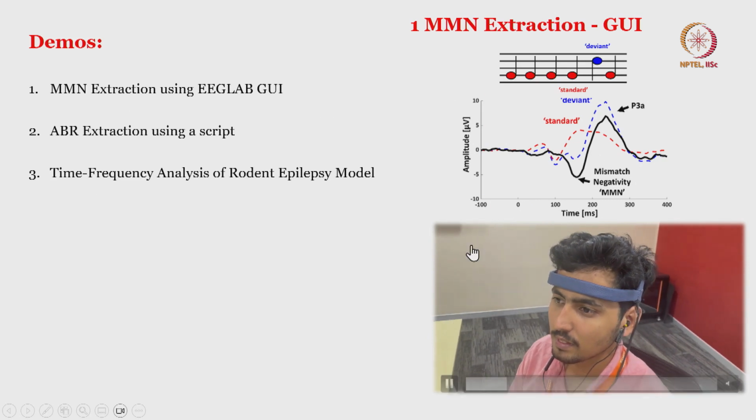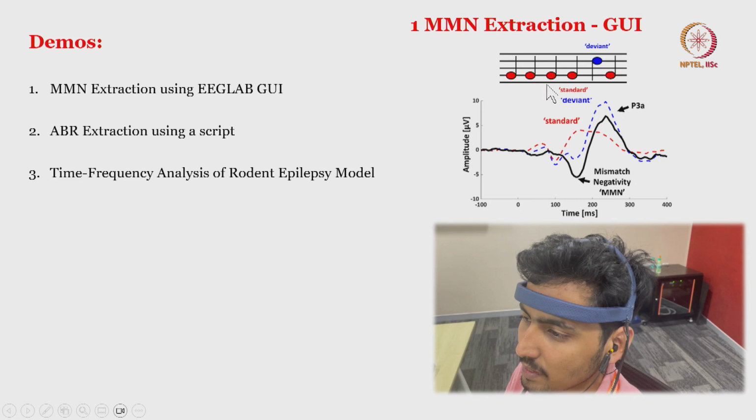The first one is MMN, where you can see there are 4 sounds of the same kind, shown in red, and then one deviant occurs. In response to that, the blue trace shows a little negativity compared to the red trace, and that is called mismatch negativity. Now we are going to show how we can read the data and get this kind of response, which is known as event related potentials.